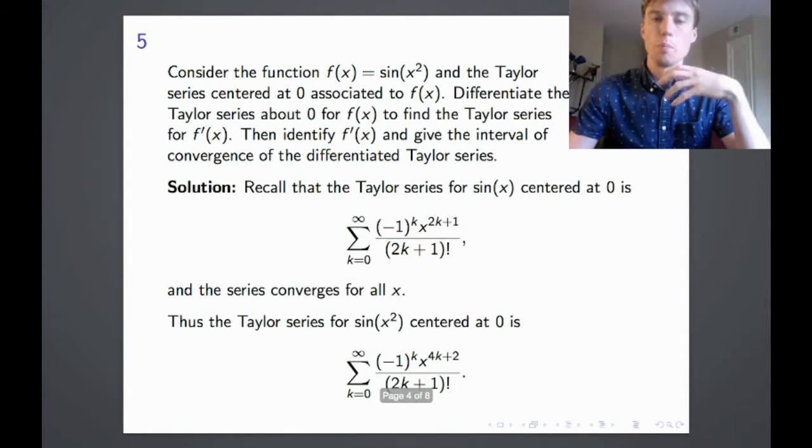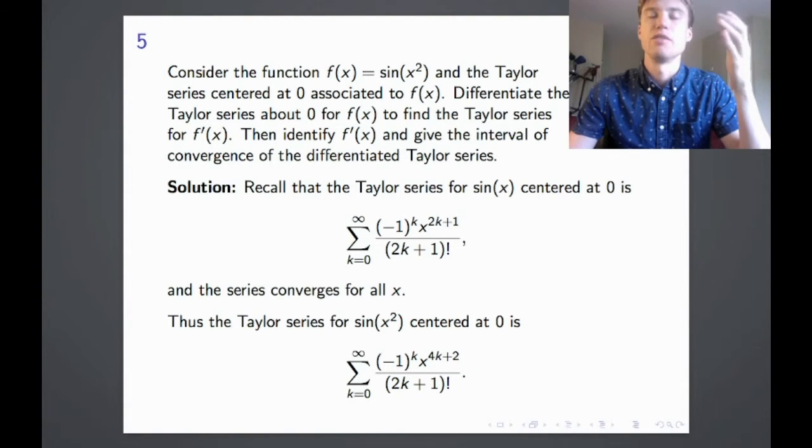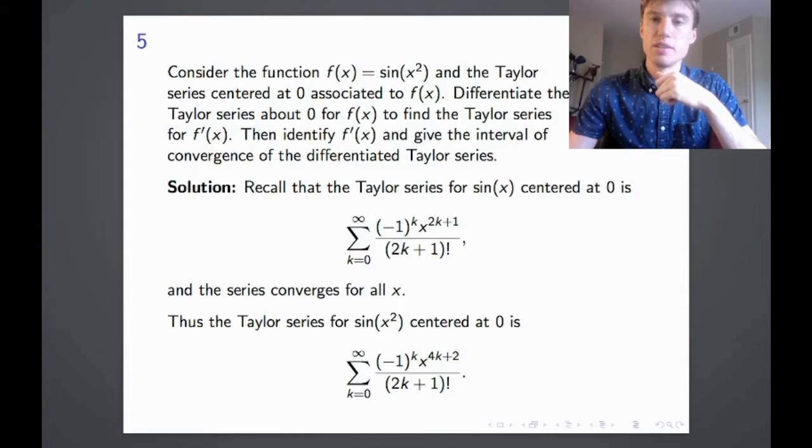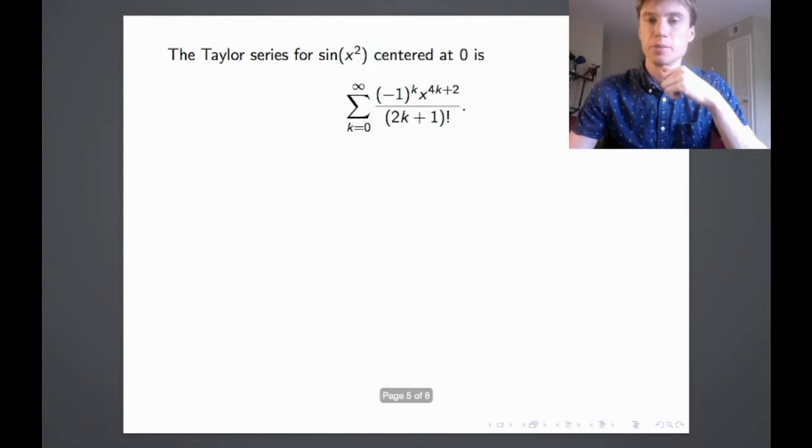Now, by plugging in x squared into this series, we can find the Taylor series for sine of x squared centered at 0. It is just the sum from k equals 0 to infinity, negative 1 to the k, x to the 4k plus 2 divided by 2k plus 1 factorial. Furthermore, this series converges for all x.